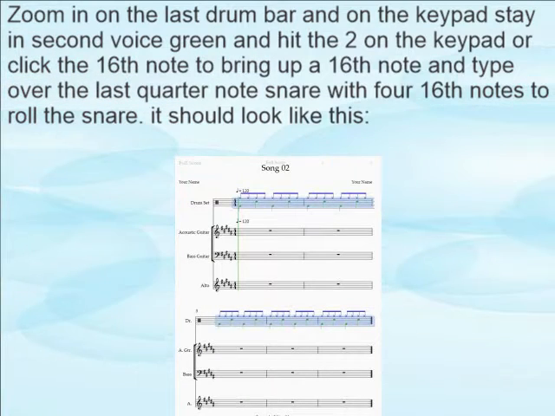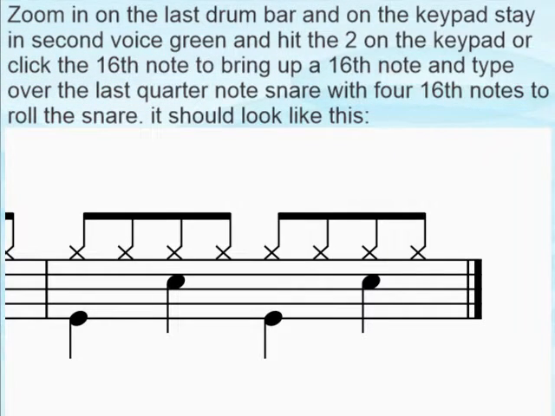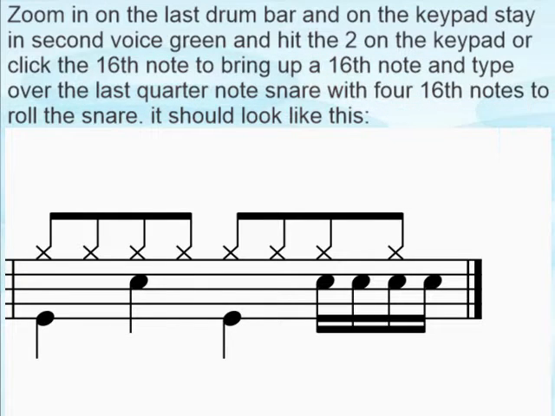Zoom in on the last drum bar and on the keypad stay in second voice and hit the 2 on the keypad or click the 16th note to bring up a 16th note and type over the last quarter note snare with 4 16th notes to roll the snare. It should look like this.